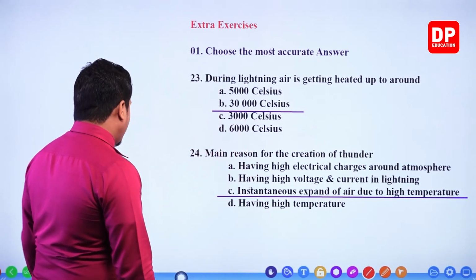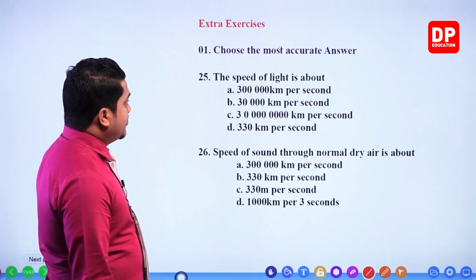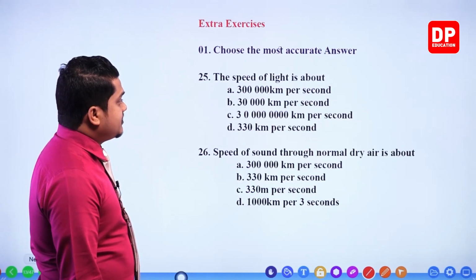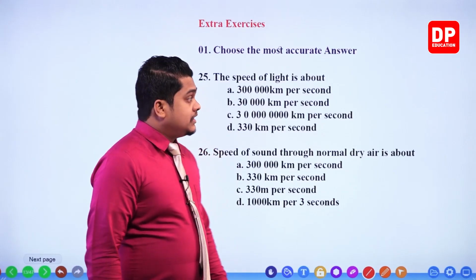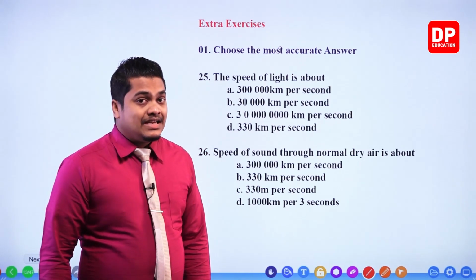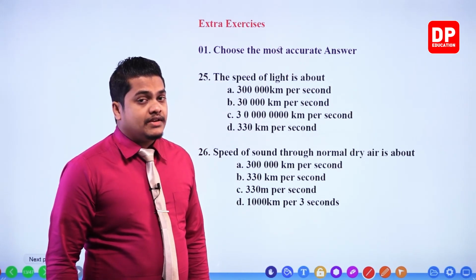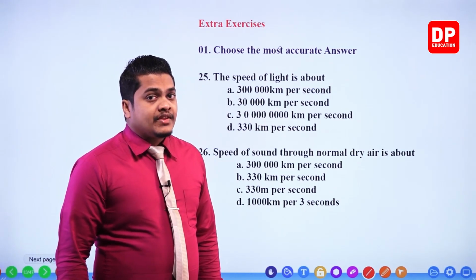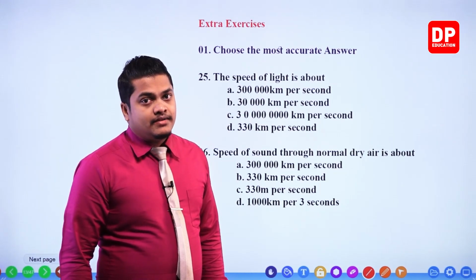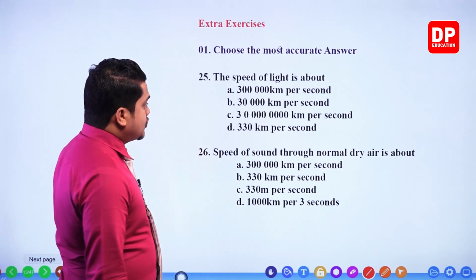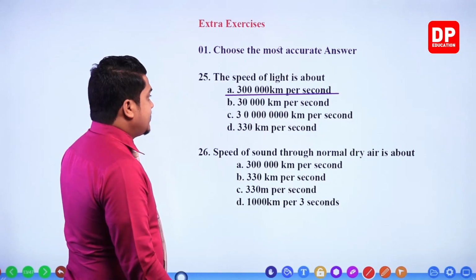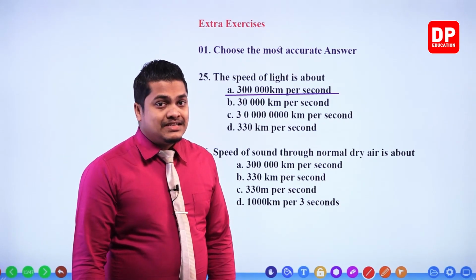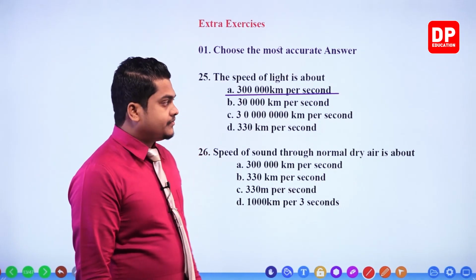Right. Then the next one, question number 25. Speed of light is about, very simple my dear children, we discussed these things several times. So the speed of light is about 300,000 kilometers per second, or else 3 into 10 to the power 8 meters per second. So the first answer is correct: 300,000 kilometers per second.